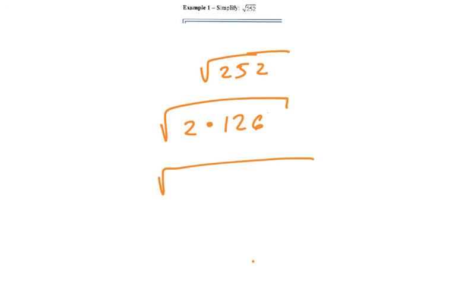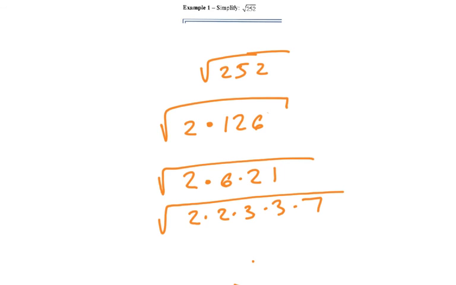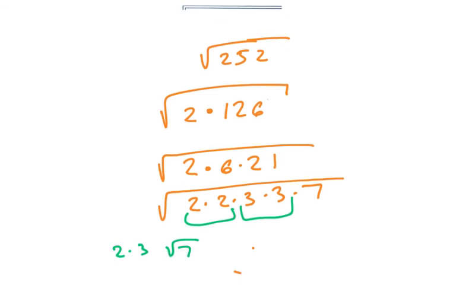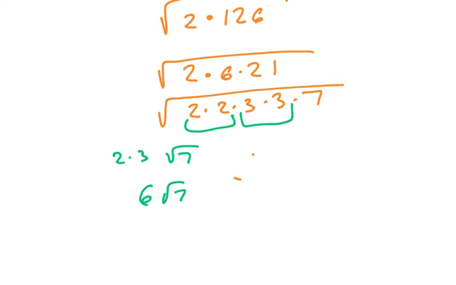Okay, let's keep going. So I'm going to take out a 6. And then we can break down 6 into 2 times 3. And we can break down 21 into 3 times 7. Again, things that are paired go out and play. So 2 times 3 goes outside. 7 is inside. 6 root 7 is the answer.